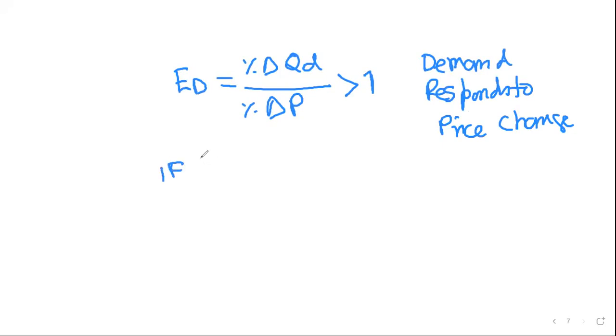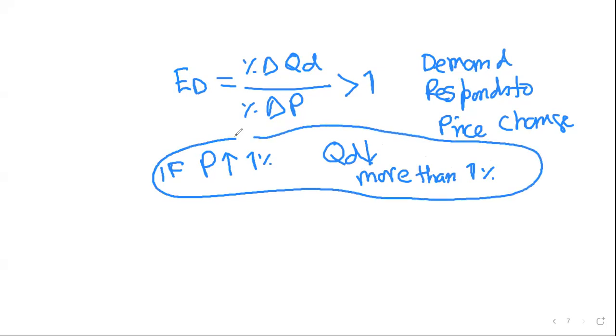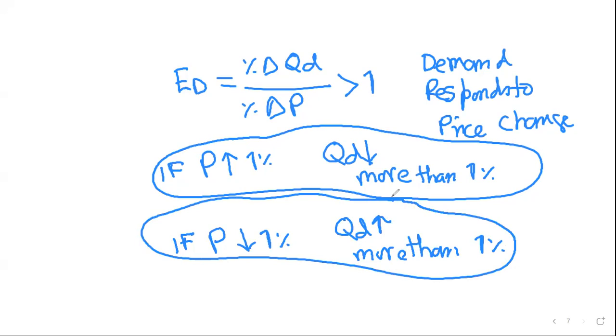Then if price increases by, say, 1%, what will happen to quantity demanded? Or by more than 1%? Do we agree with this statement? If price increases by 1%, quantity demanded falls by more than 1%, right? Yes, sir. Okay. The opposite will also be true. If price falls by 1%, quantity demanded will increase by more than 1%. Right? Yes, sir.